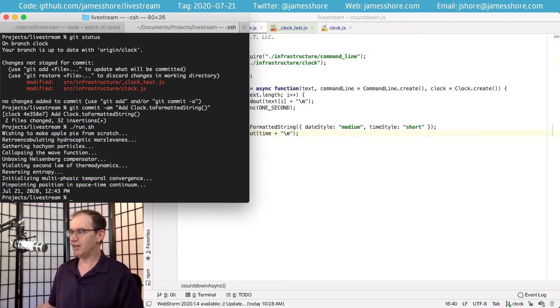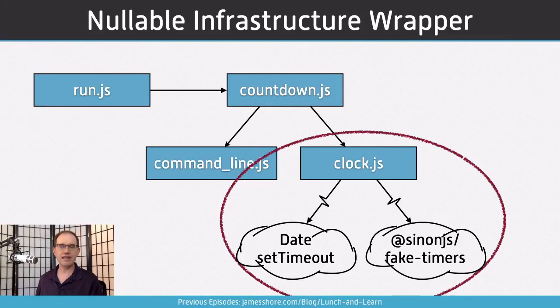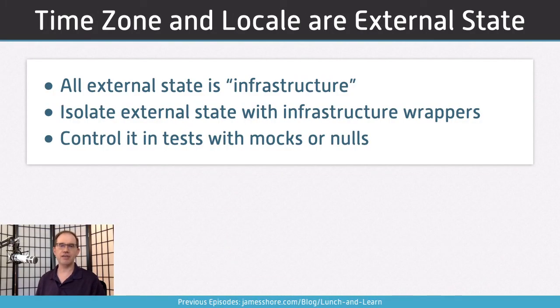The secret here is to remember that locale and time zone is really just another type of external state, and it can be managed like any other external state. Treat it as infrastructure, isolate it with an infrastructure wrapper, and then control it in your tests using mocks or nulls. We have time for additional questions if there are any.